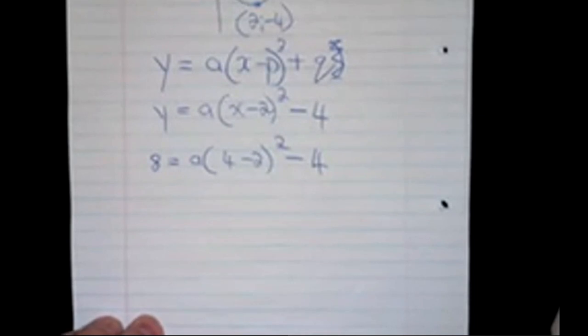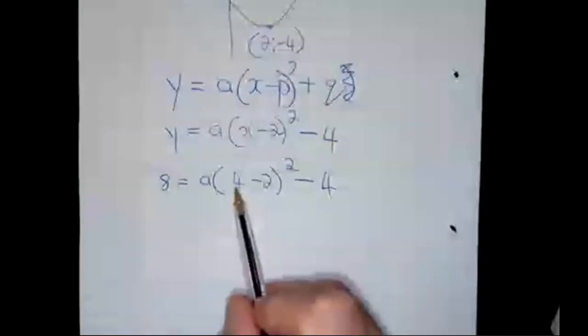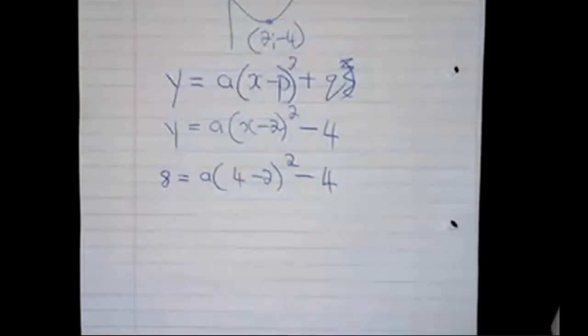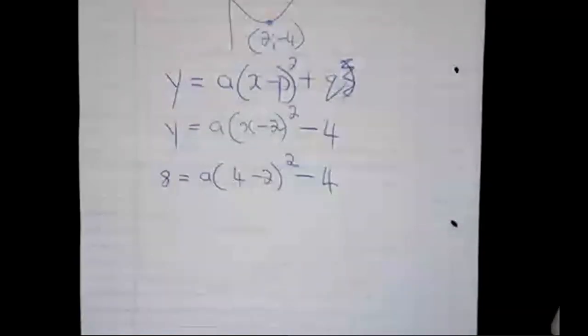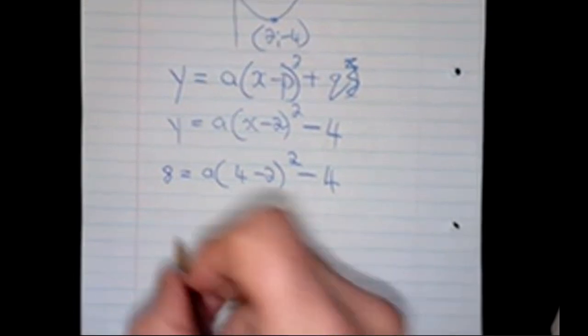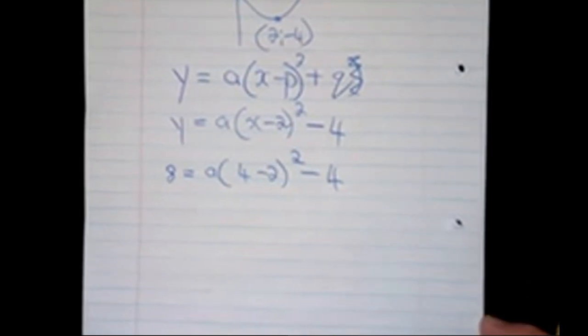Now it looks like that. Remember the 8 is a y value, so it goes in here, and the 4 is an x value, so that goes in there. Many, many learners make mistakes over here, and that's because they forget about BODMAS. BODMAS is king. BODMAS rules forever until the day you stop doing mathematics. Then you're free from BODMAS. So can you calculate this value for a, please? Let's see if you make the same mistakes that my learners do.